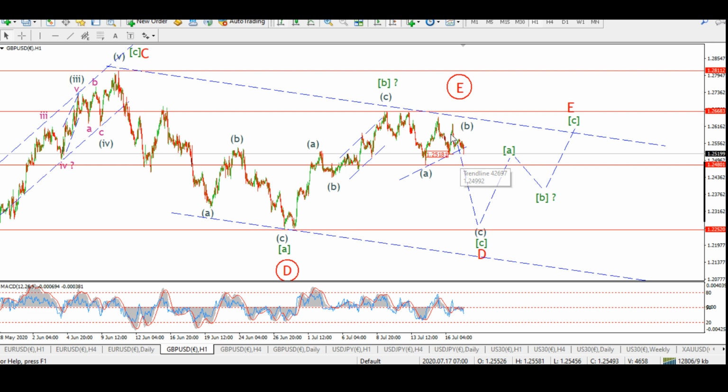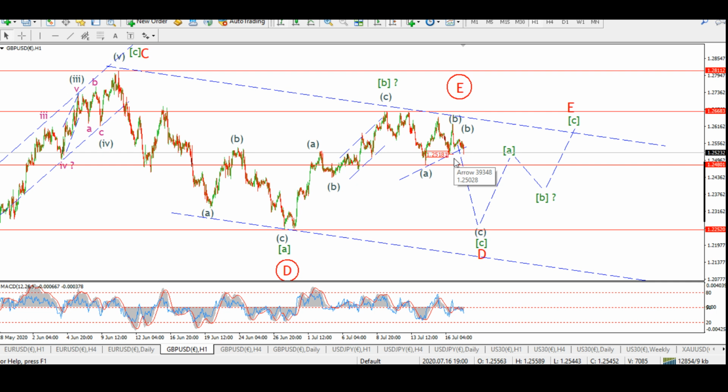So I would say that maybe there's a running flat wave B here. I was kind of eyeing the possibility that there might be a triangle wave B. So that would be wave A down and wave A, B, C, D, and E. But it seems to favor a running flat right now, and maybe we're pushing lower into wave C right now.